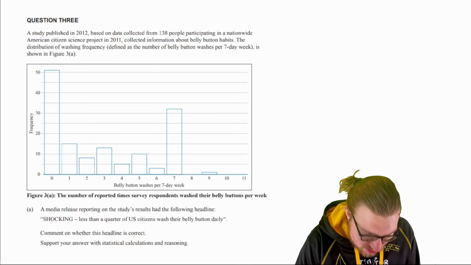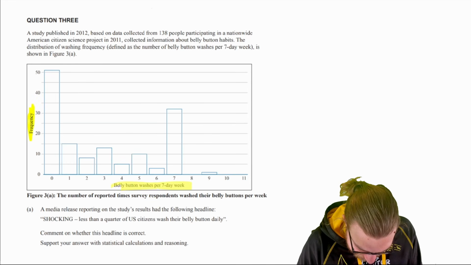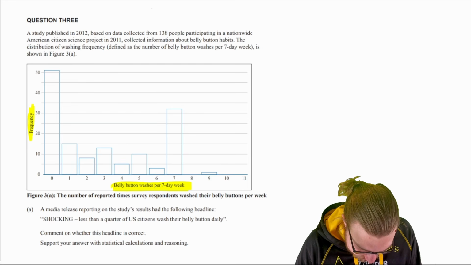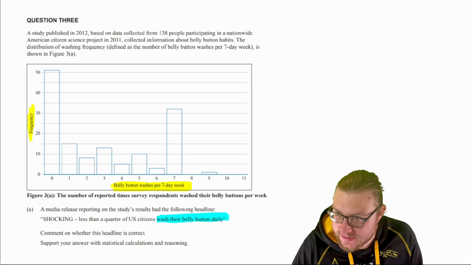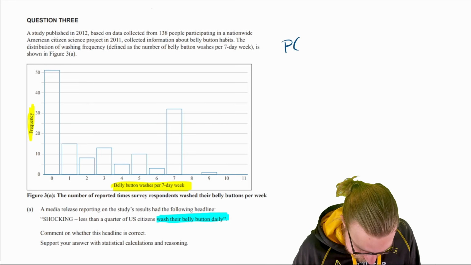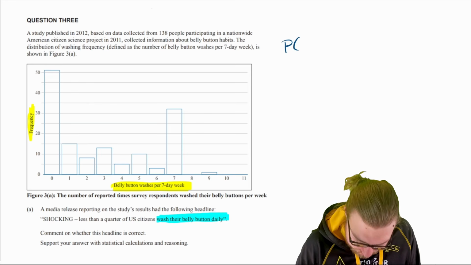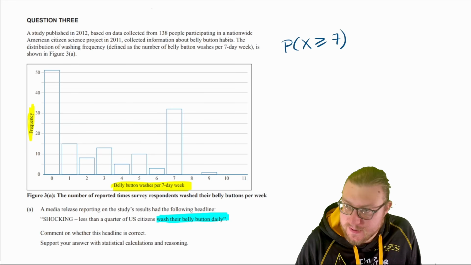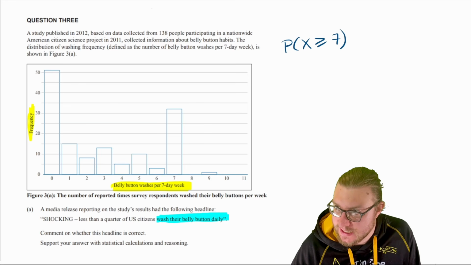So you guys just need to have a look at the graph. What is it actually showing? We have our frequency over here and the number of belly washes per week. And in the question, it's saying less than a quarter of citizens wash their belly buttons daily. So daily for our data here would be 7 times a week, right? So what we're looking for here is the probability of washing it at least 7 times a week. So we want our random variable to be more or equal to 7, because 8 times would be more than 7, 9 times would be more than 7. That would be more than daily.